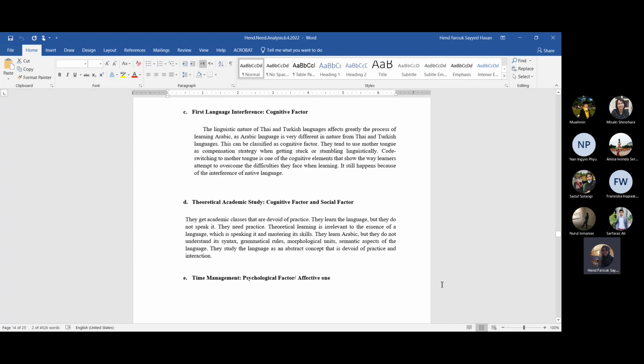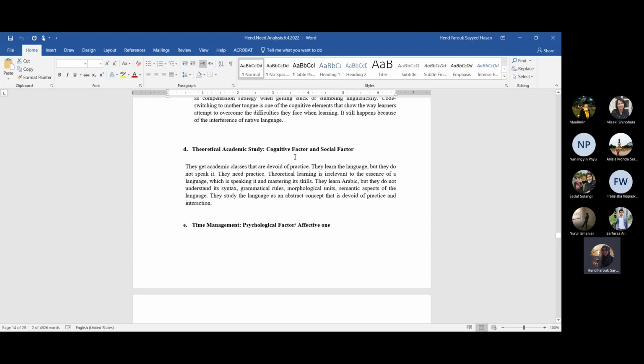Yeah. Theoretical academic study, cognitive factor, and social factor as well. They get academic classes that are devoid of practice. In the university, they study everything theoretically. They don't practice Arabic, they don't speak Arabic. They learn it theoretically, but they do not speak it.